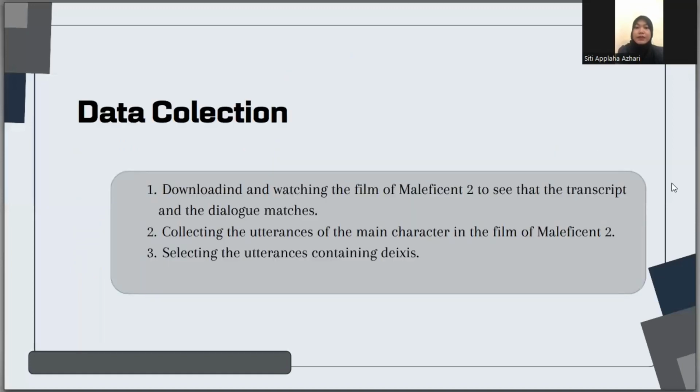Next, data collection. The data of the research were collected through the following steps. The first step is downloading and watching the film Maleficent 2 to see that the transcript and the dialogue match. The transcript itself was downloaded from www.elsubtitle.com. Then, collecting the utterances of the main character in the film Maleficent 2. And the last step is selecting the utterances containing Deixis.